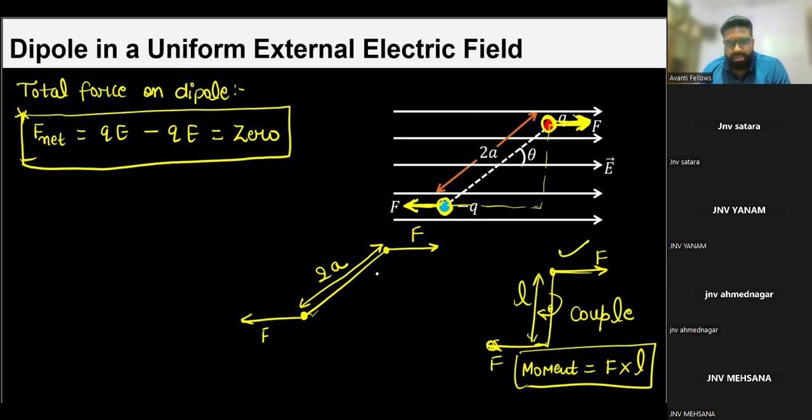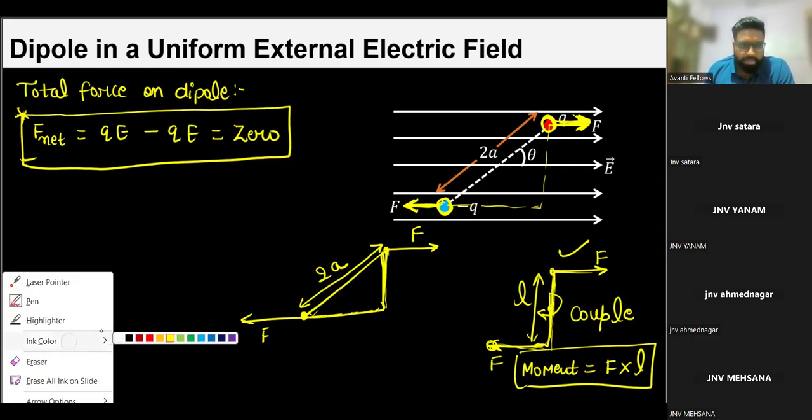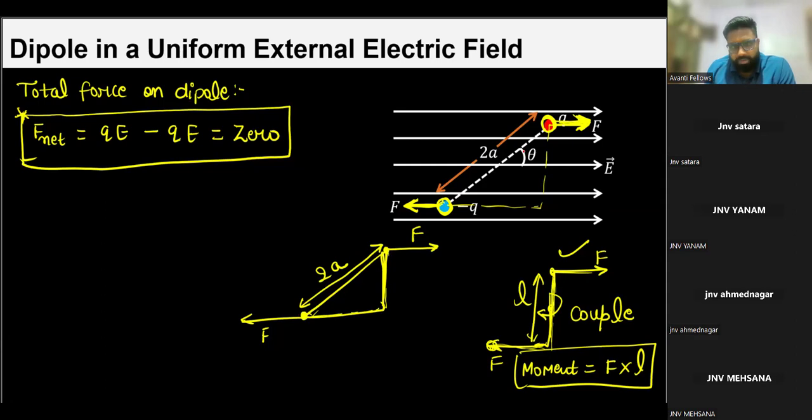Is this the same case? No, because if you see, this L is perpendicular to both the forces, but in this case, this 2a is not perpendicular. So that is why we have to make it a perpendicular distance. For that, what will we do? We will take the component of this 2a in the perpendicular direction. Because this angle is theta, this angle is also theta.